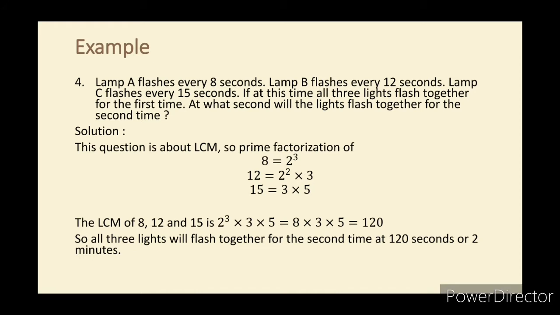Example number 4. Lamp A flashes every 8 seconds. Lamp B flashes every 12 seconds. Lamp C flashes every 15 seconds. If at this time all three lights flash together for the first time, at what second will the lights flash together for the second time?